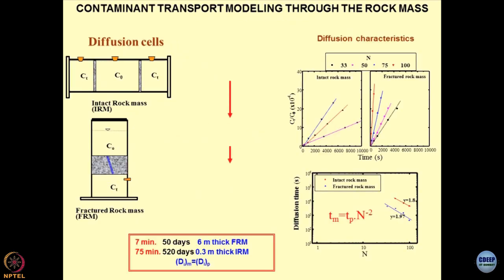And what we have shown is that the diffusion coefficient in the model is the same as the diffusion coefficient in the prototype, which has to be true. By using this modeling, for the fragmented or fractured rock mass and the intact rock mass, in 7 minutes we have simulated 50 days of response of a 6 meter thick fragmented rock mass. And in 75 minutes of centrifugation, it's more than 1.5 years of simulation for a 0.3 meter thick intact rock mass.